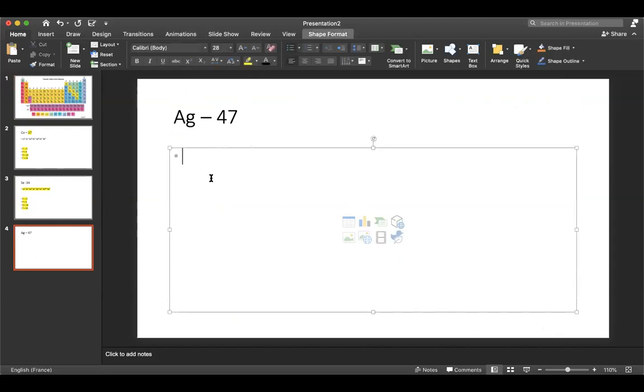Okay, so we go to silver, the last example. Same thing: 1s, 2s, 2p, 3s, 3p, 4s, 3d, 4p. Then we have what? 5s. After 5s we have what? 4d.